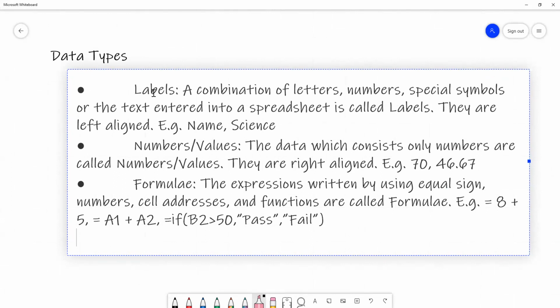So you can have labels, a combination of letters, numbers, special symbols, or even text. We call them labels. They are left aligned, like name and science. Then we can have numbers. They are right aligned, like 70 or 46.67. Then we can have formulas. You write expressions using the equal sign. These are some of the examples.